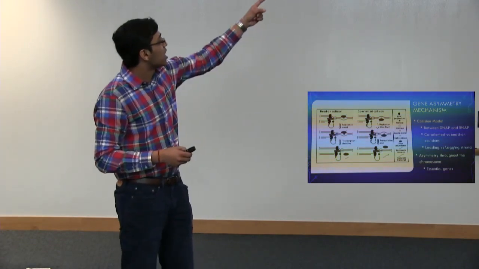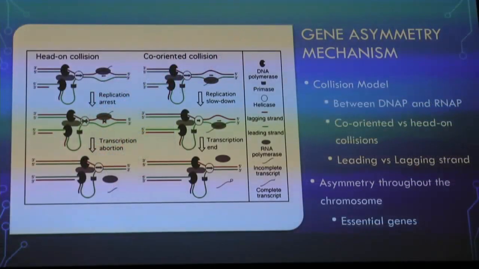So the collision model, that's a diagram right there showing the 2 types of collisions that can occur between DNA polymerase and RNA polymerase. In the first one, we have a head-on collision. That's when you have an RNA polymerase and a DNA polymerase, they're transcribing or replicating, and they have a head-on collision, but that leads to an aborted transcript. That aborted transcript is not functional, and it actually can be harmful to the bacteria.